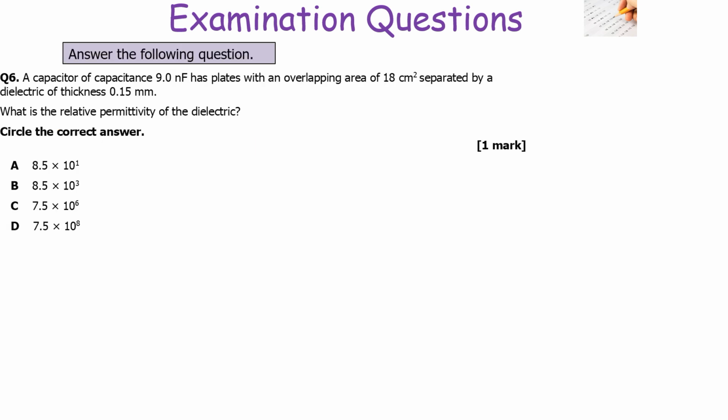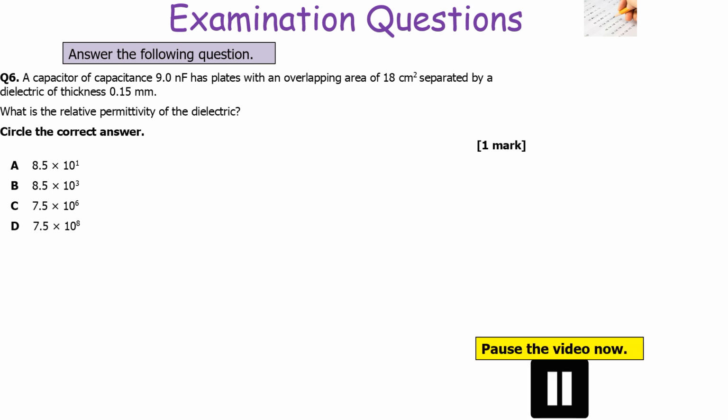The next question says, a capacitor of capacitance 9 nanofarads has plates with overlapping areas of 18 centimeters squared separated by a dielectric of thickness 0.15 millimeters. What is the relative permittivity of the dielectric? So pause the video now, then unpause the video when you want to go through your answer.